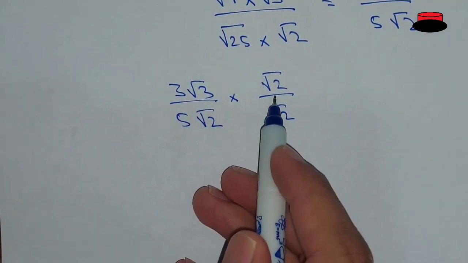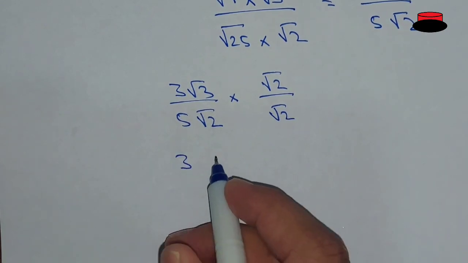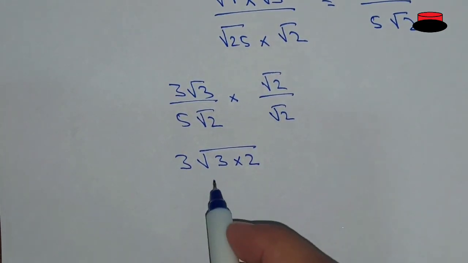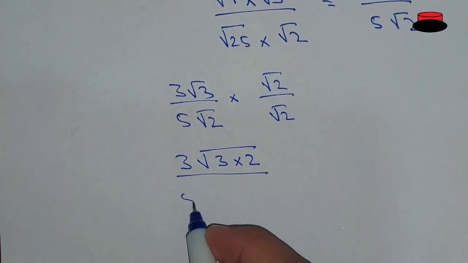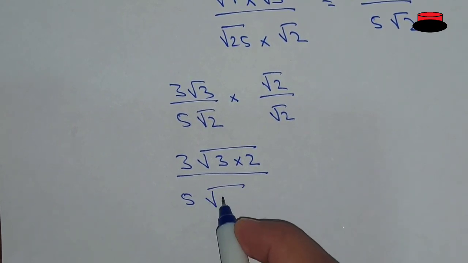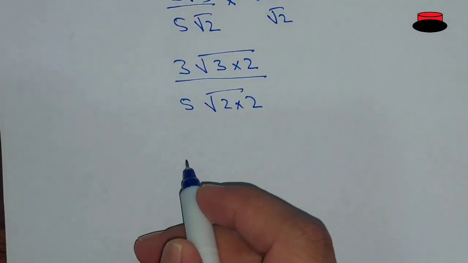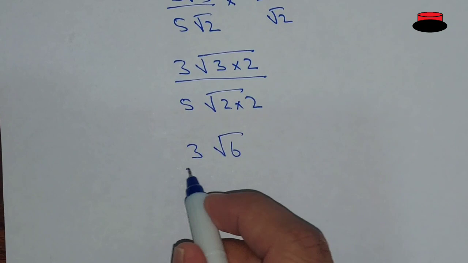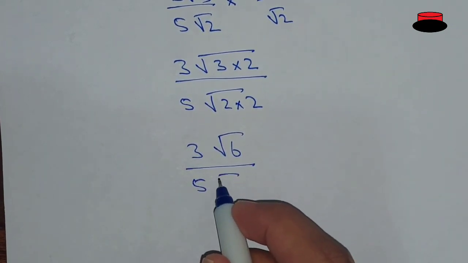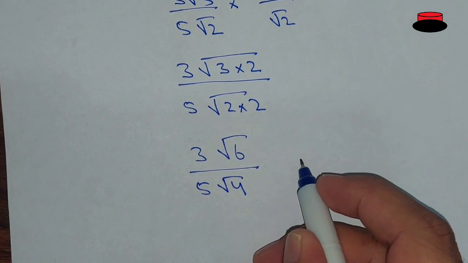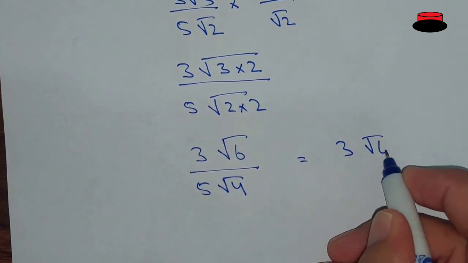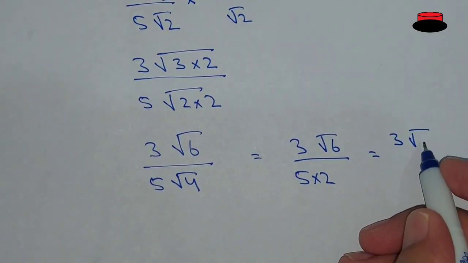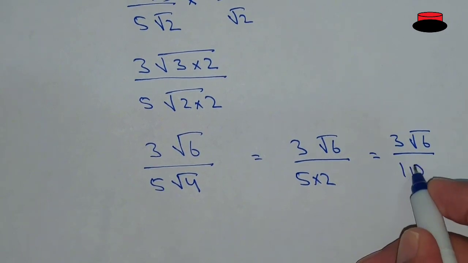Now here we have 3√3 multiplied by √2, so we can write it as 3 multiplied by √(3 × 2) together divided by, in the same way, 5 √(2 × 2). So we have 3 multiplied by √6 divided by 5 multiplied by √4. Now we will write 3√6 same as it is, and here we have 5 × 2 because √4 is 2. So 3√6 divided by 10.